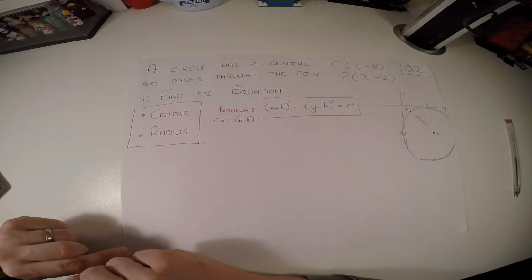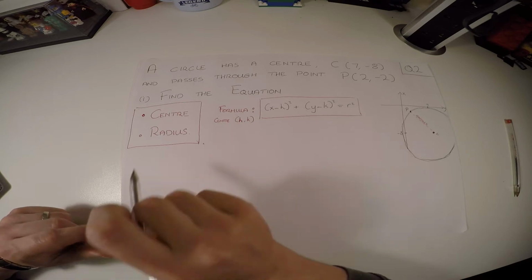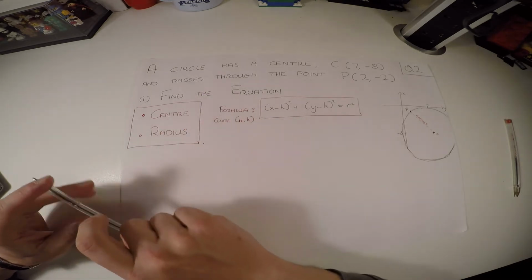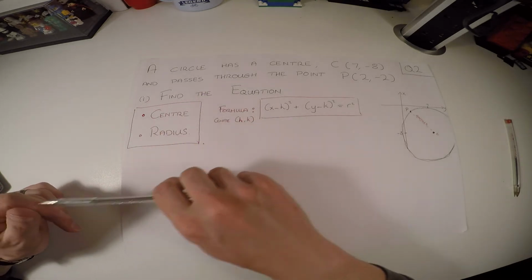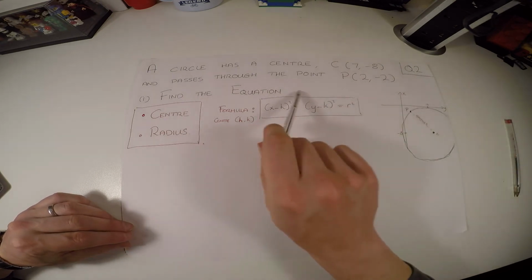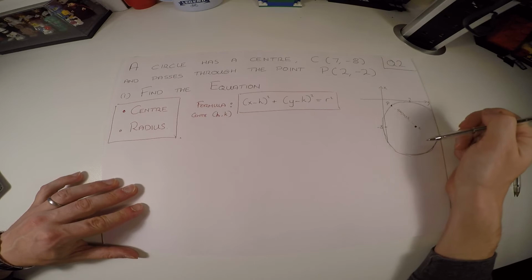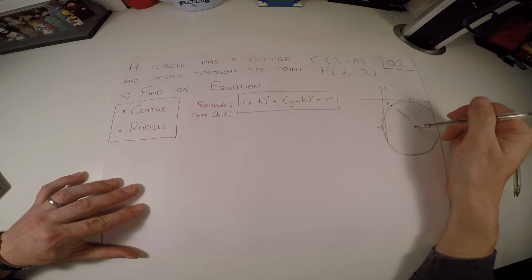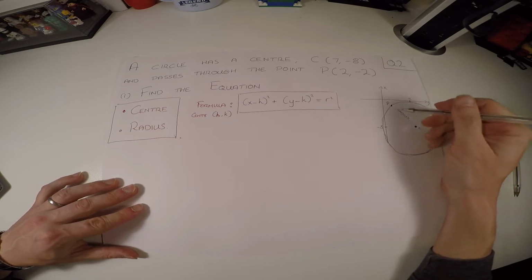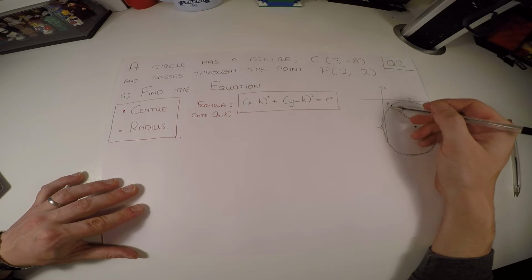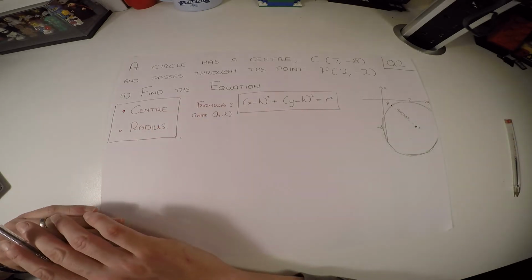Okay, on to question number 2 on paper 2. We're given a pretty straightforward first part. It says a circle has a centre of (7, -8) and passes through the point P (2, -2). Here's a slight sketch of what we're looking at. We know the centre is down here at (7, -8), and we know this point P lies on the circle. We need to find the equation in the first part.